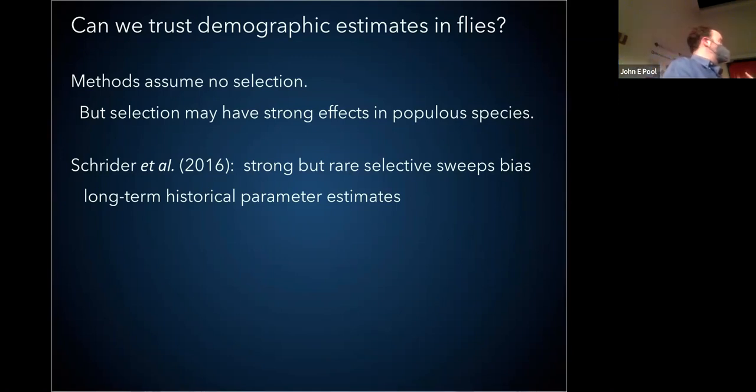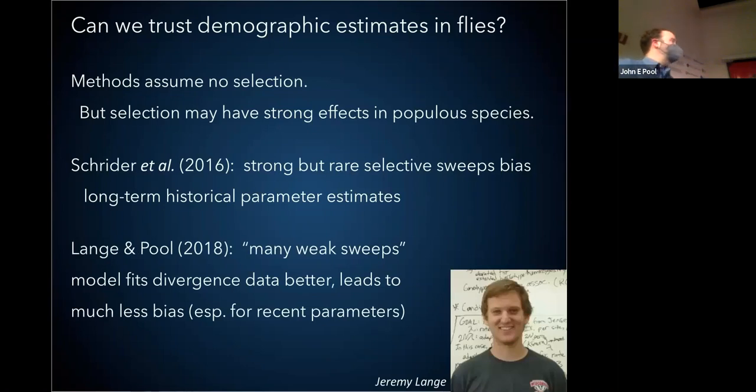But we also took a look at this question, and we found that another published model of recurrent hitchhiking, involving many more selective sweeps but with lower selection coefficients, so weaker selection but more common selection, fit aspects of the divergence data better, the divergence between species, that is to say. And that model, this many weak sweeps model, led to much less bias in demographic inference, especially for the parameters that relate to relatively recently diverged populations, such as the ones that we're actually studying in this case.